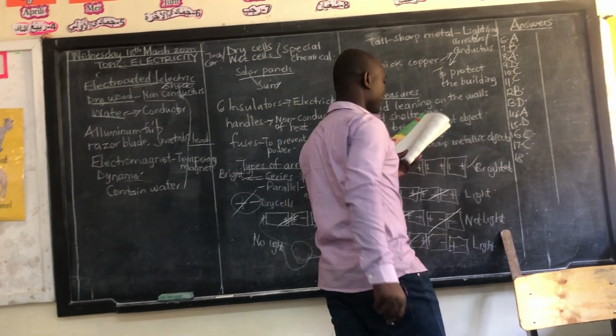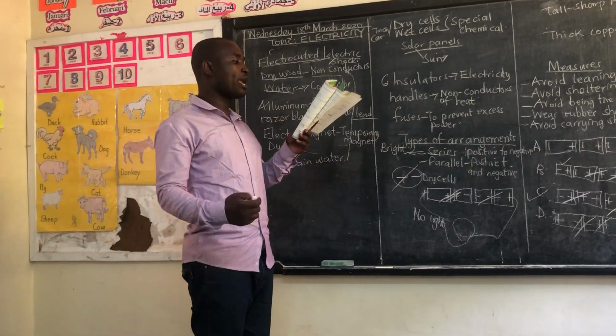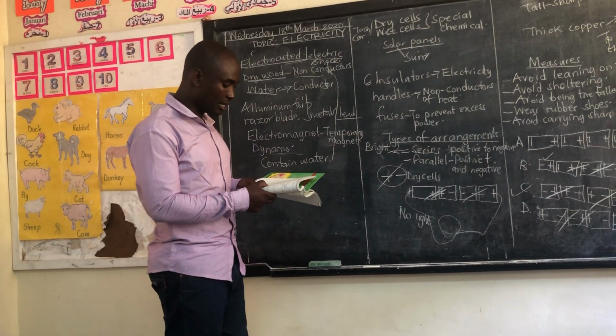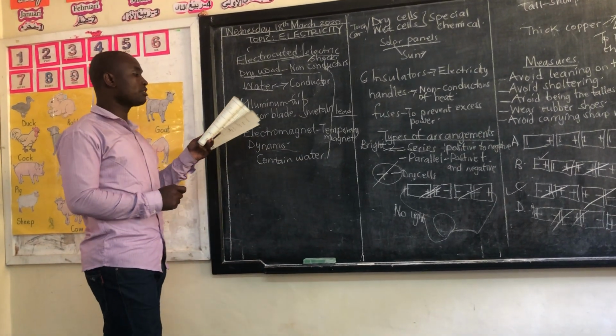Number 18. Which of the following pairs is a source of electricity? Where do we get electricity from? Whenever we see dam, it is wrong, because dam is not a source.